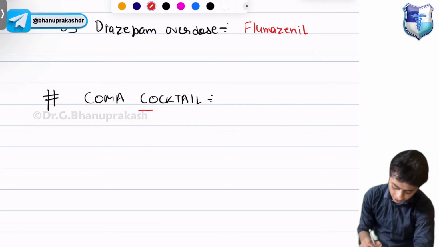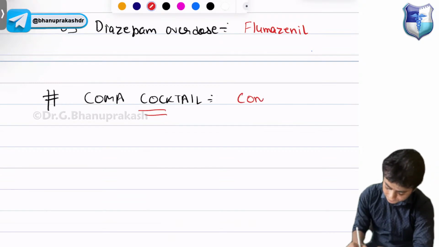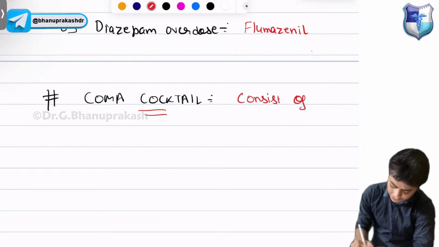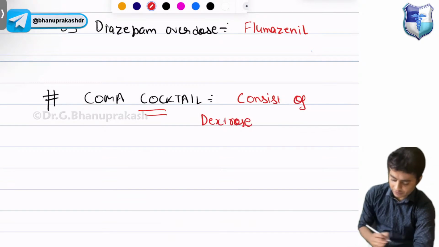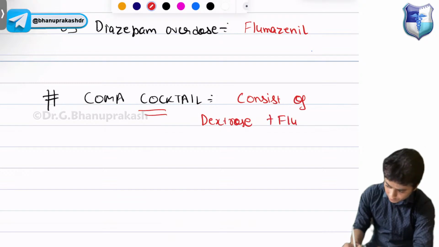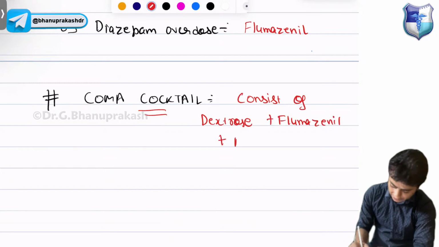There is something known as coma cocktail. It consists of dextrose plus flumazenil plus naloxone plus thiamine.